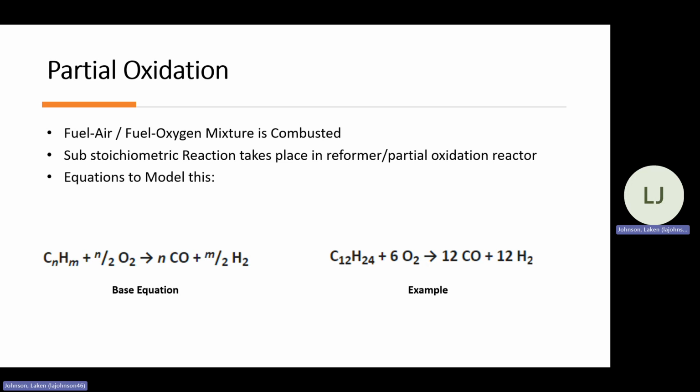Partial oxidization is another method. This is when a fuel air or fuel oxygen mixture is combusted, known as a substoichiometric reaction, in a reformer or partial oxidation reactor. After this chemical reaction takes place, it's modeled in the left equation. So for example, say if you had C12H24, you would use that base equation to figure out what your desired equation would be given the elements.